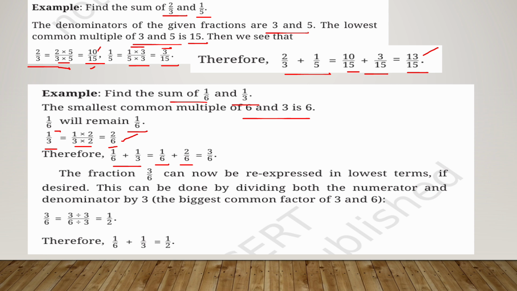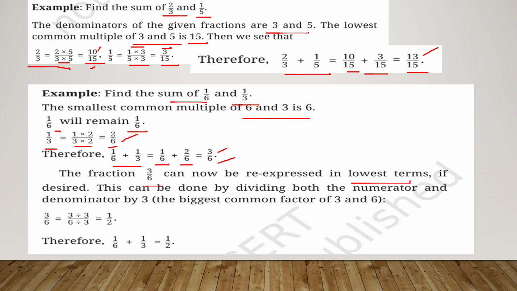So 1 by 6 plus 2 by 6. You add the numerators. 1 plus 2 is 3. The denominator is the same, 6 itself. So 3 by 6. The fraction 3 by 6 can now be re-expressed in lowest terms if desired.